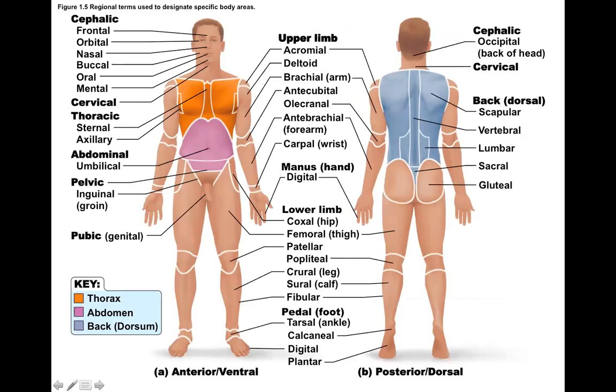Some of them are more intuitive than others. So if you understand that your deltoid muscle is here on the curve of your shoulder, then you're going to know that that's your deltoid region. Some of them are named after the muscle, right? Your gluteal region, for example. Others are named after the bone. Your scapular region is after your scapula. The occipital region is your occipital bone, right? The femoral region is your femur. So some of them are a little bit more intuitive. Others you just have to study.